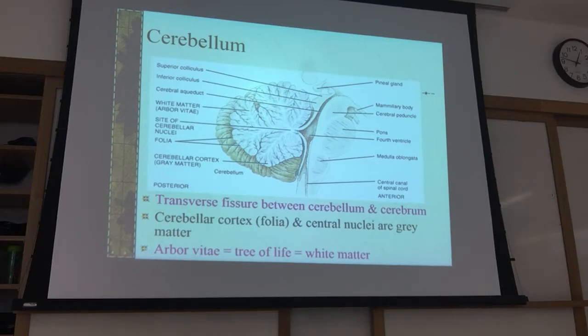On this diagram, you can clearly see the arbor vitae, the tree of life, the white matter in the cerebellum, and then the gray matter, which is more superficial, you can see the folia. These bumps here, this is the corpora quadrigemina that we were looking at within the midbrain, the superior colliculus and the inferior. So this section from here up, this square here, that's all the midbrain. The cerebellum is just this part right here.